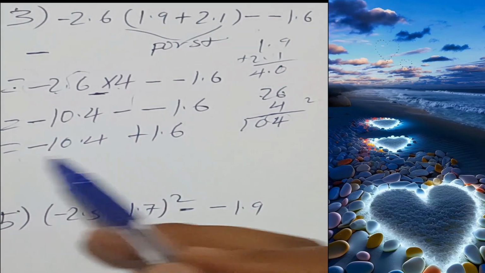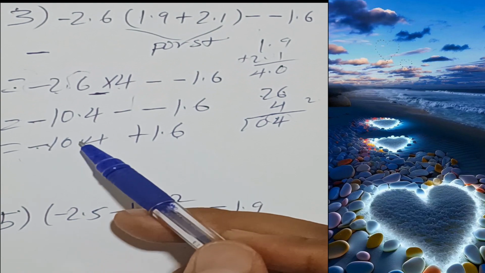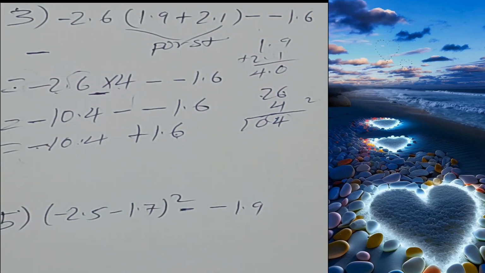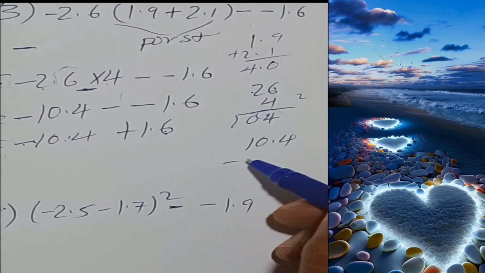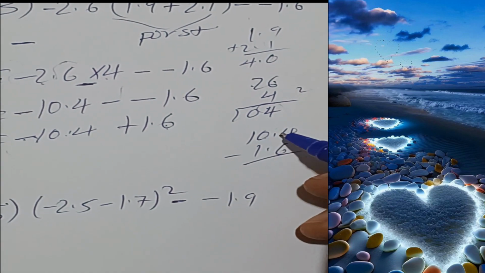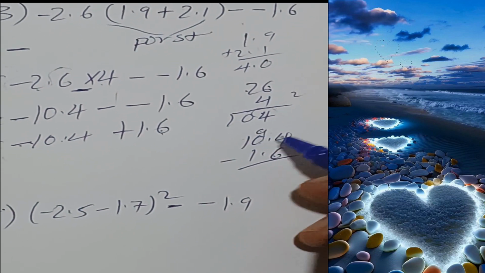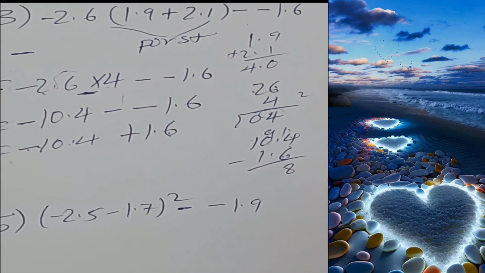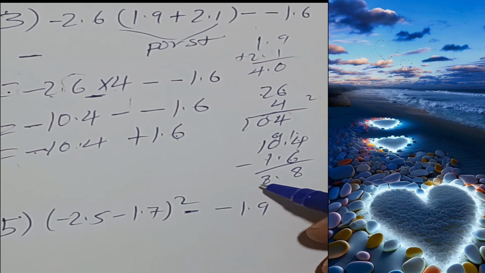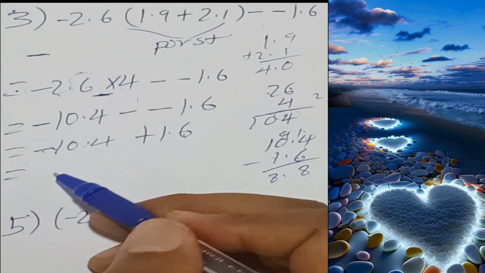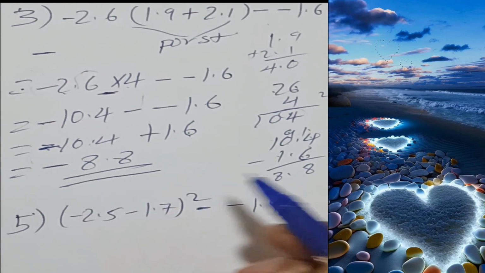This one is negative and this one is positive. Which one is larger? This one. So we subtract this one from this one and then we put a negative sign on the answer. 10.4 minus 1.6: 4 minus 6 is not possible, so I borrow 1 here and it becomes 9 and this becomes 14. 14 minus 6 is 8, and 9 minus 1 is 8, so 8.8. I put negative for the answer because the negative is larger. Minus 8.8 is the answer.